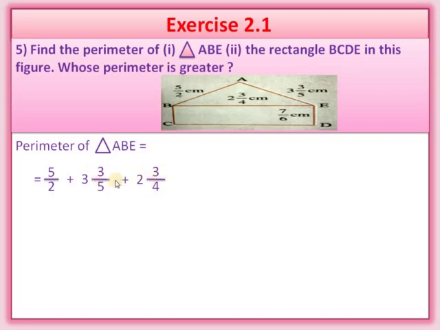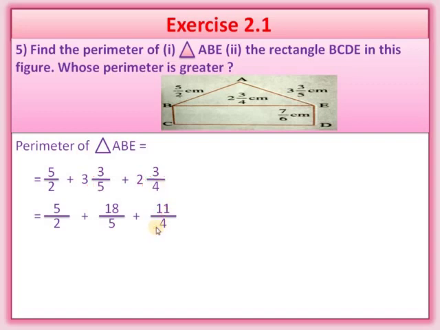This is a mixed fraction, so we will convert it into a simple fraction. Okay, so here what is the answer? You can see 5 times 3 is 15, 15 plus 3 is equal to 18 upon 5. Here you can see 2 multiplied by 4 is 8, plus 3, the 8 plus 3 is equal to 11. Okay, so 11 upon 4.